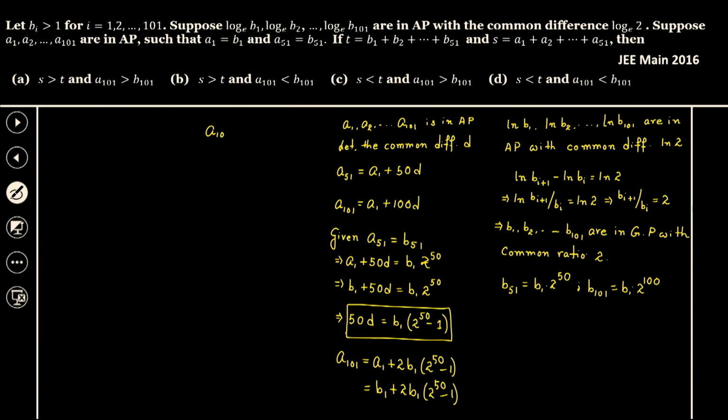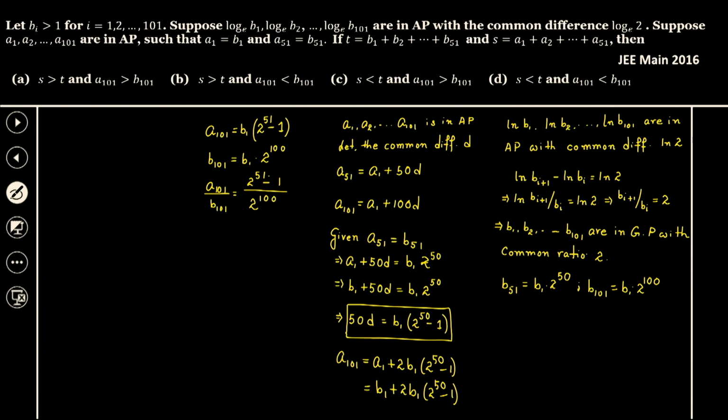If I consider that, we'll find that B1 can be taken common. So let's take B1 common. It is 2 into 2 to the power 50, that gives you 2 to the power 51, minus 2 and plus 1. And we already calculated that B101 is equal to B1 multiplied by 2 to the power 100. Now if I take that ratio in a normal way, A101 divided by B101, we can easily find it is 2 to the power 51 minus 1 divided by 2 to the power 100.